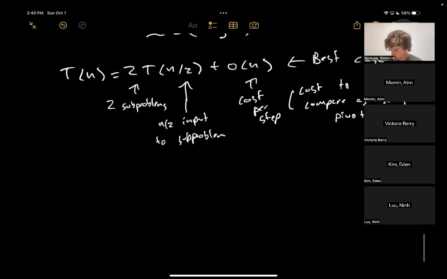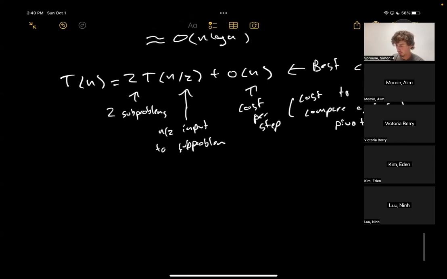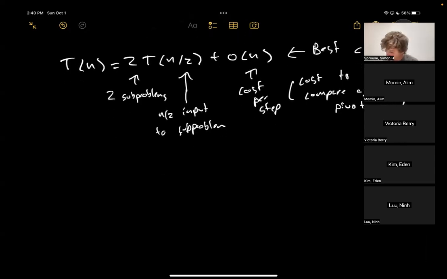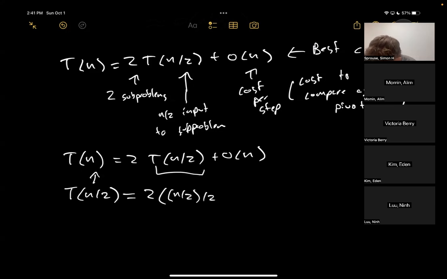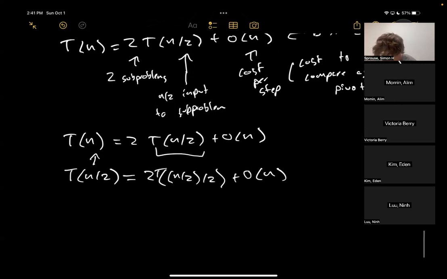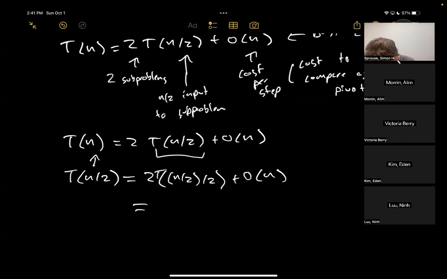Let's go ahead and do what we did earlier. I'm going to go a little bit faster than I did last time, so hopefully you can stick with me. So T of n is equal to 2 times T of n over 2 plus O of n. What happens when we solve for this term, right? So T of n over 2, what happens when we plug that into this formula? Well, we end up getting 2 times T of n over 2 over 2 plus O of n. And sorry, I'm not going to be speaking much for this. I'm just going to actually solve it. So we've got 2T of n over 4 plus O of n.